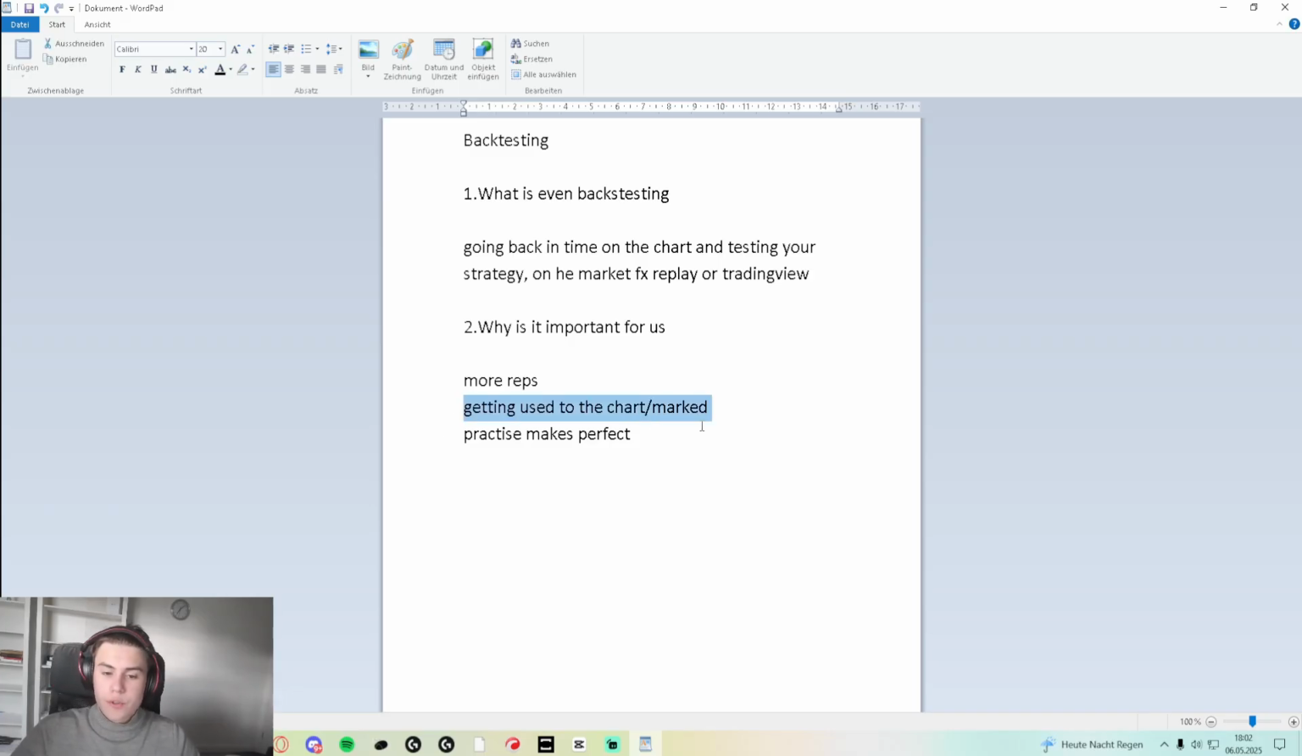Second thing is you get used to the chart and the market. Because you're gonna trade more, you're getting better used to the chart, and practice makes perfect. I guess you all know what this is. The more reps we get, the better we get at the chart, at the trading stuff. So these are just 2 points, and now we're gonna look over the whole thing.